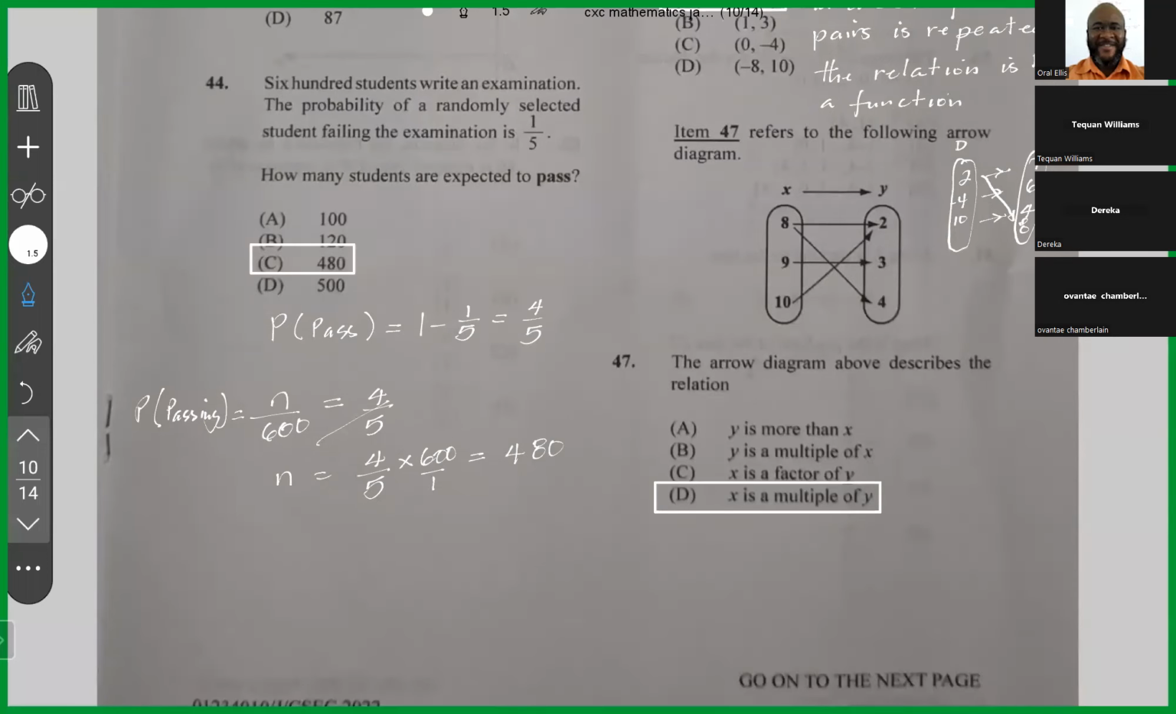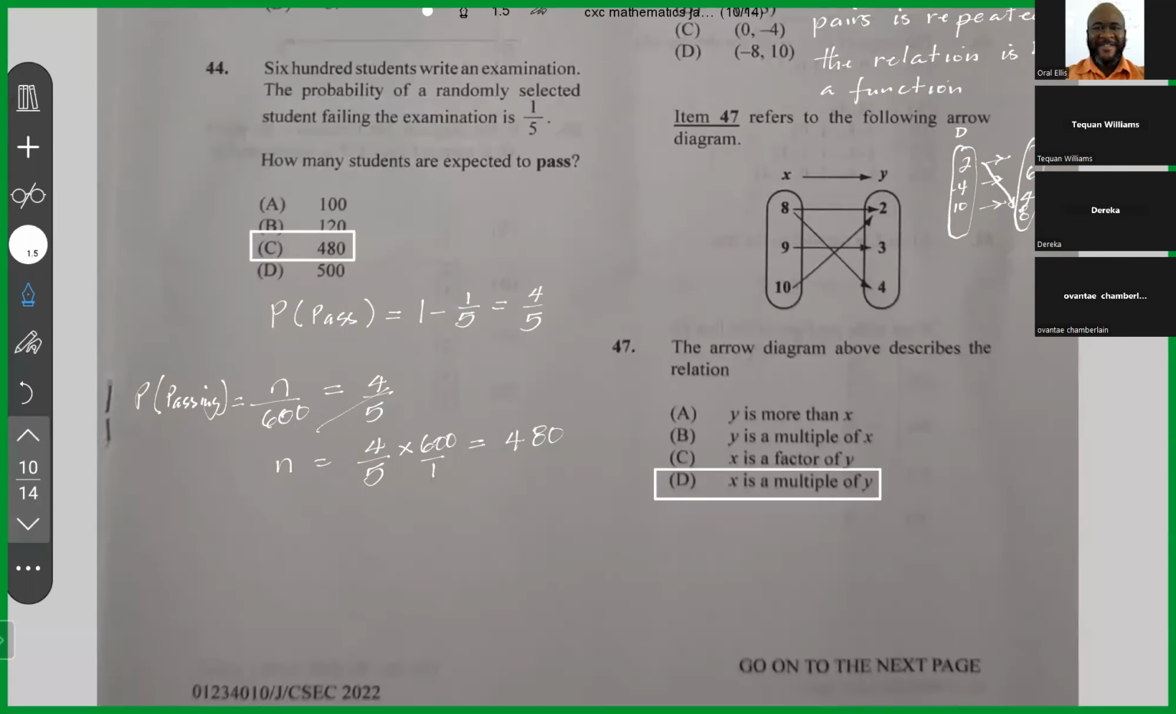47 says, the arrow diagram above describes the relation. Well, x is a multiple of what? Of y. 8 is a multiple of 2 and it's a multiple of what? 4. 9 is a multiple of 3. 10 is a multiple of what? 2. In other words, 2 and 4 can go into 8 with no remainder. So the relation is x is a multiple of y.